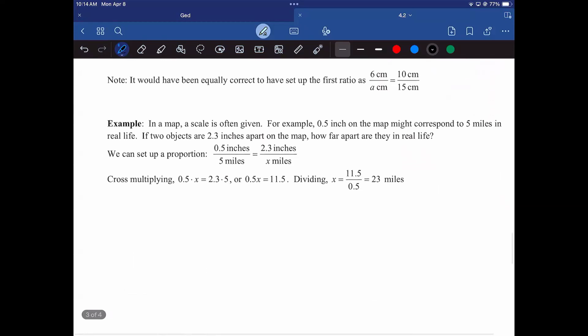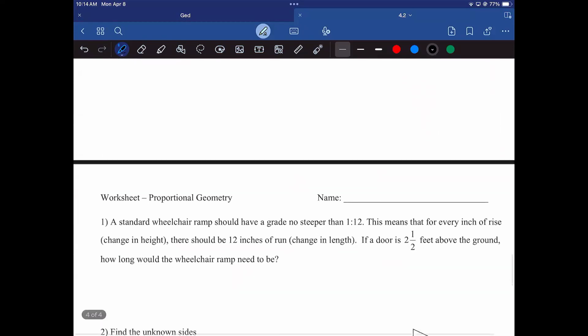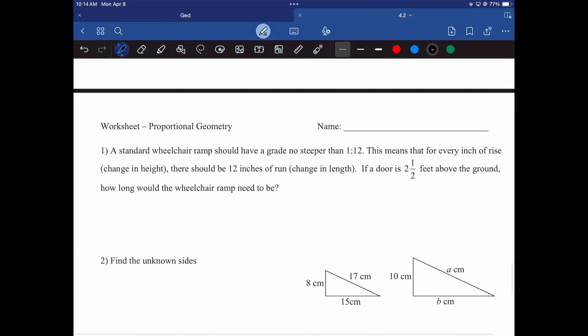So on that, a standard wheelchair ramp should have a grade no steeper than 1 to 12. This means for every 1 inch of rise, change in height, there should be 12 inches of run, or change in length. So up 1 over 12, rise over run. And if a door is equal to 2.5 feet above the ground, how long will the wheelchair ramp need to be?